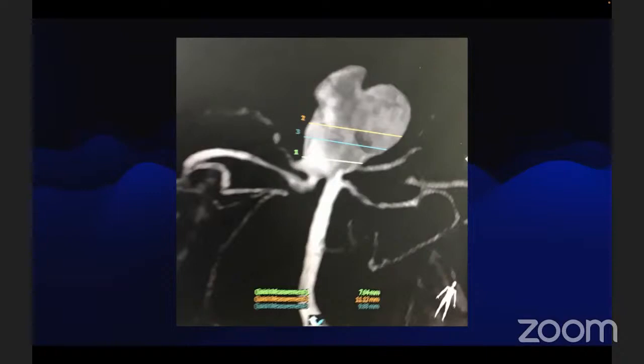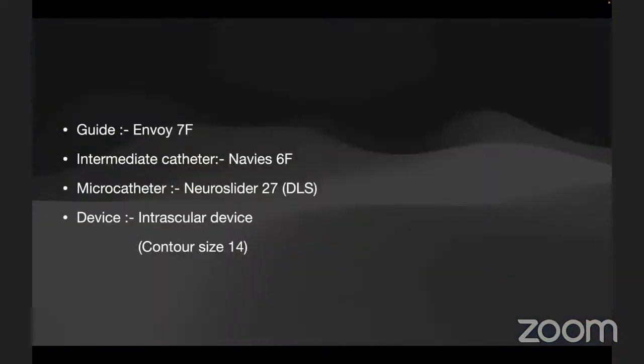Okay, yeah, sir. They have to place again some coil and then one more contour. So you have to be careful, because there is a chance, as there is a significant flow coming from the basal artery, and the contour may push forward. So sir, what did you do for that?